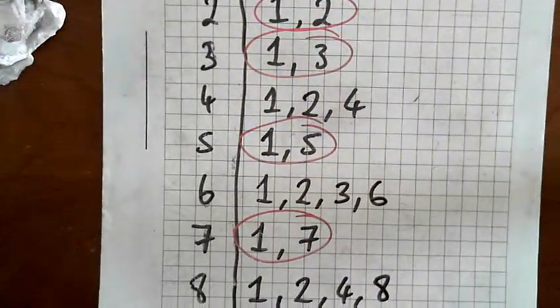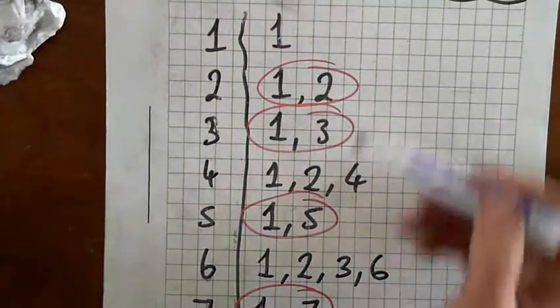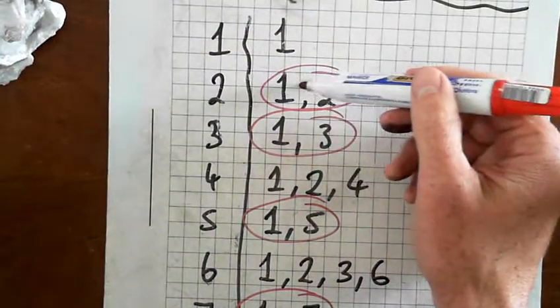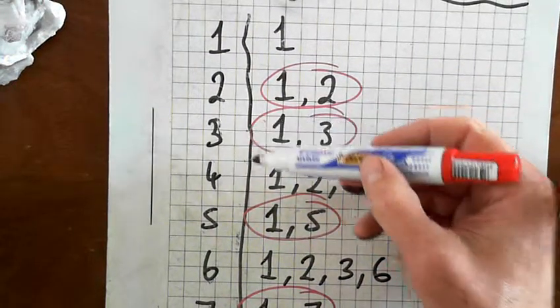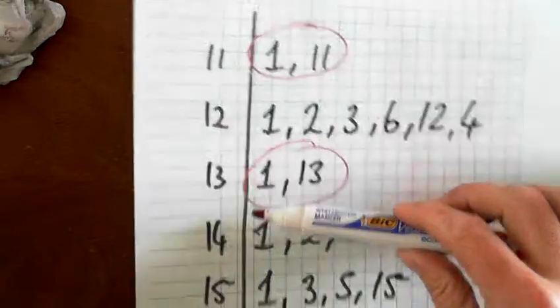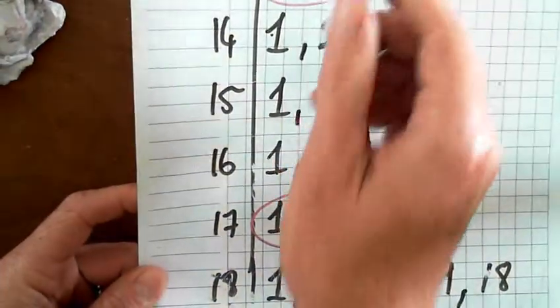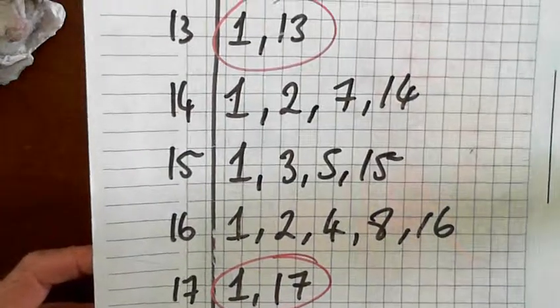What's happening? What's the common trait? This one is prime. This one is prime. 2, 3 is prime. 5 is prime. 7 is prime. 11 is prime. 13 is prime. 17 is prime. What can you tell me about the factors? There are only 2 factors.